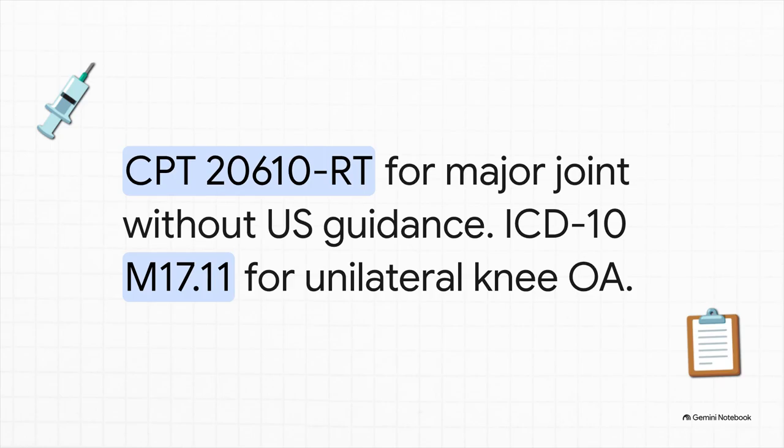Okay, so what's the verdict? Looking closely at that documentation, we can extract our codes. Because this is a major joint, the knee, and the primary guidance was an ultrasound, we land cleanly on CPT code 2610. But wait, we can't stop there. Crucially, we have to append the -RT modifier to specify the right knee, ensuring lateral specificity. For the diagnosis, that unilateral right knee osteoarthritis points us directly and precisely to ICD-10 code M17.11. Nailing this accuracy is exactly what ensures proper reimbursement and clean claims.